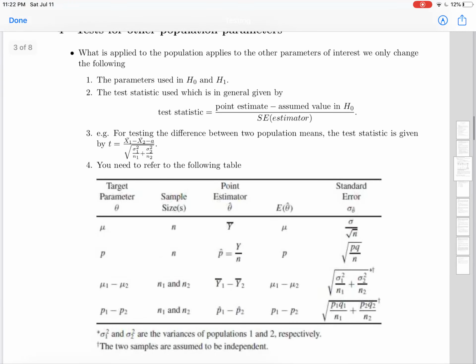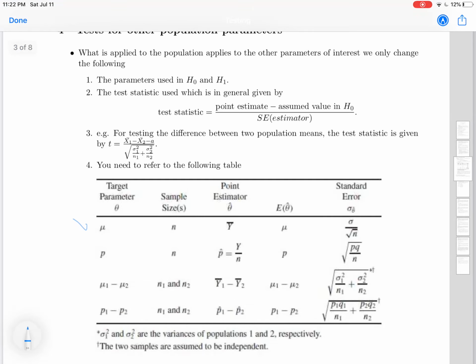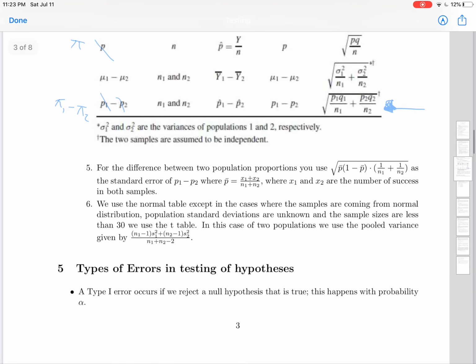We talked about the steps for testing of hypothesis. So we have to determine H0 and H1, calculate the test statistic, and compare the value of the test statistic with the standardized value of Z, or the critical value. We call the value that we get from the table the critical value, or the tabulated value. Of course, the parameters that we are going to test in this course are mu, pi, mu1 minus mu2, and pi1 minus pi2.